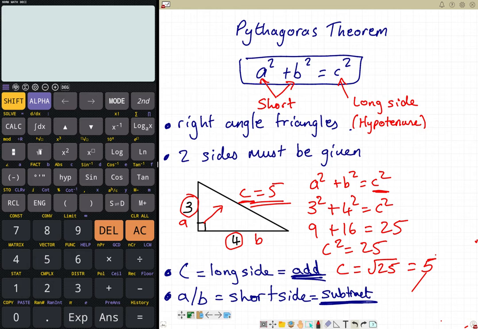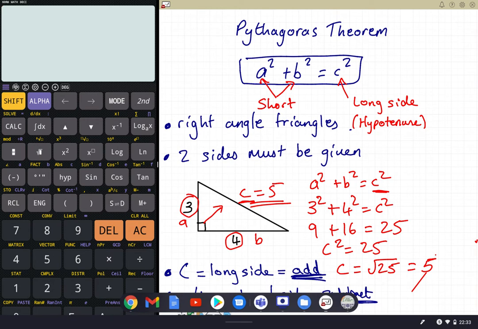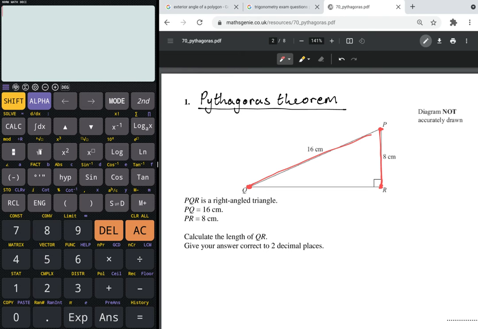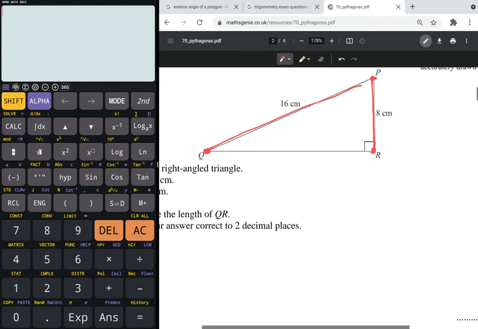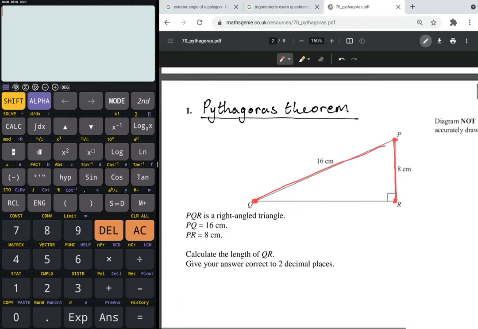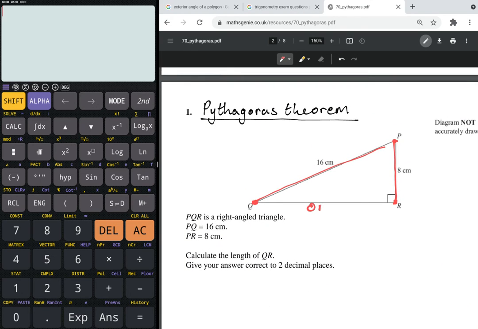Okay, let's try some other examples. If you look at this question over here, PQR is a right angle triangle. PQ is 16, and PR is 8. We need to work out QR, so that's this side at the bottom of the triangle, QR.